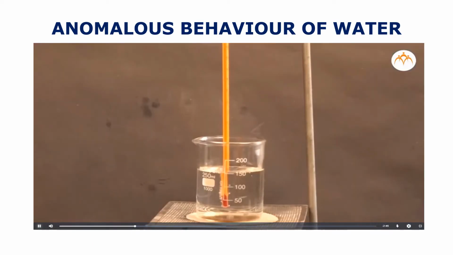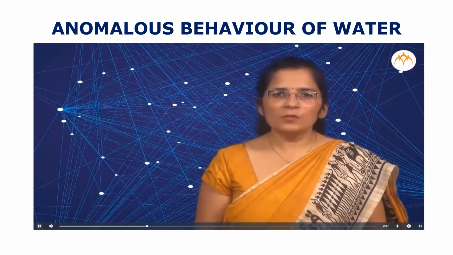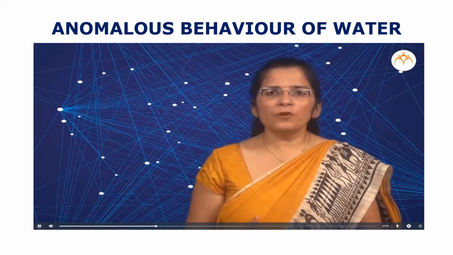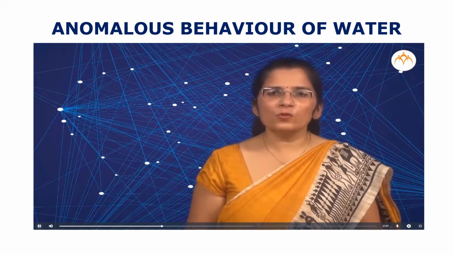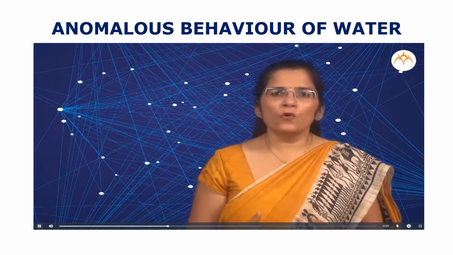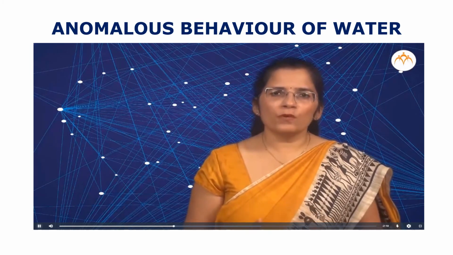If we heat water or if we cool it, it behaves differently from other matters. This is known as anomalous behavior of water. A scientist named Thomas Charles Hope studied the anomalous behavior of water. Thomas Hope was a professor of chemistry in Edinburgh from 1766 to 1844. He made an equipment known as Hope's apparatus. He studied the anomalous behavior of water.